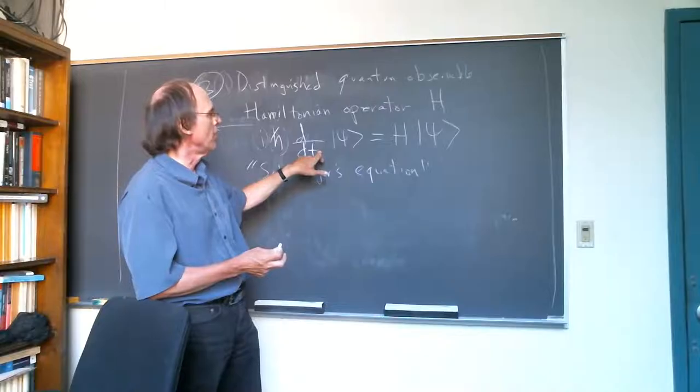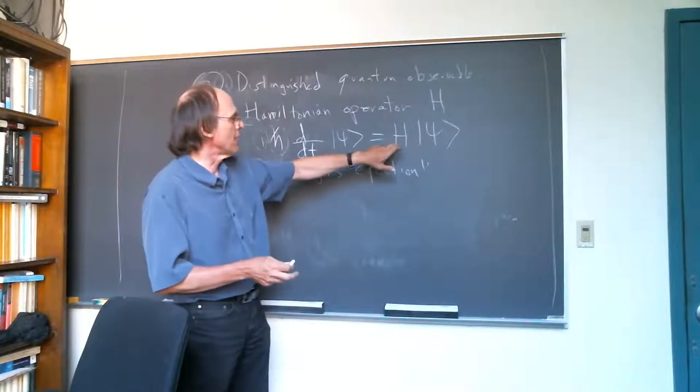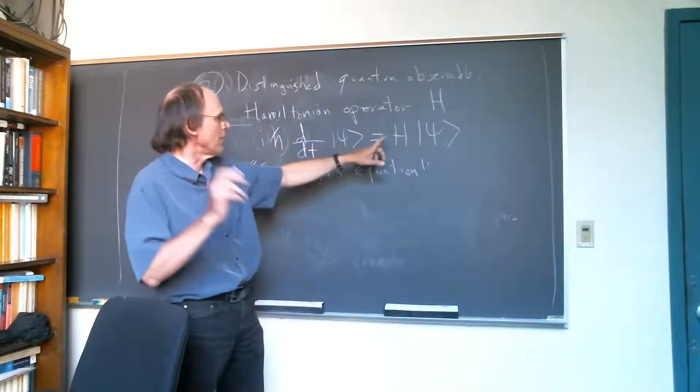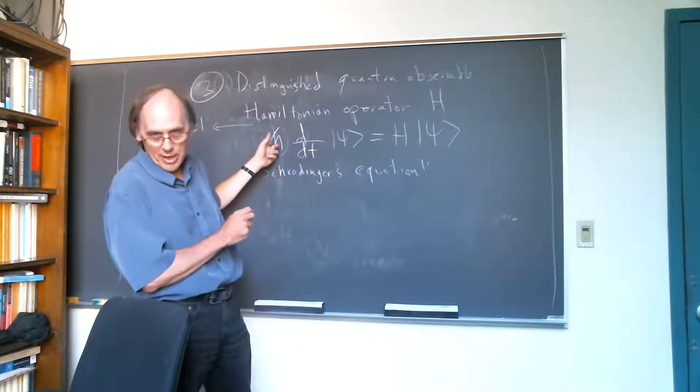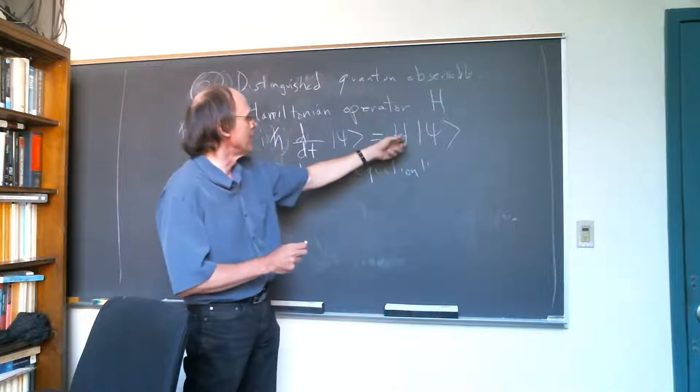But in order to get something self-adjoint, it turns out, and I'll explain this more later, you have to put in a factor of i. So the i just changes.